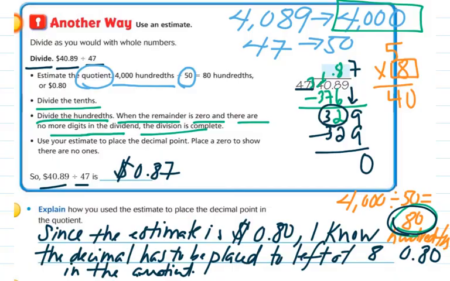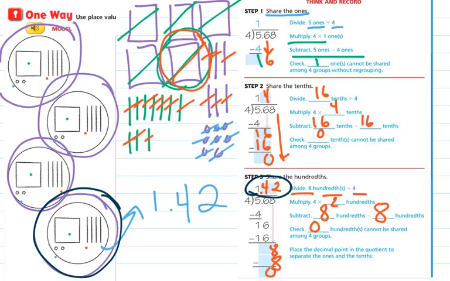So remember, in this lesson, we used estimation, and we also used place value to help us solve division problems when dividing by a whole number.